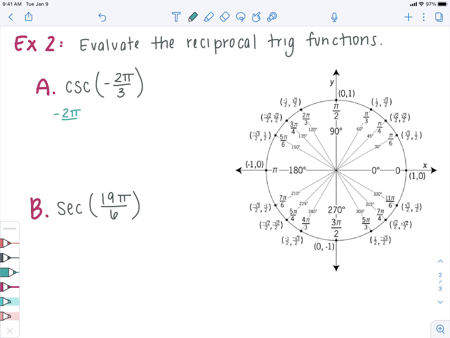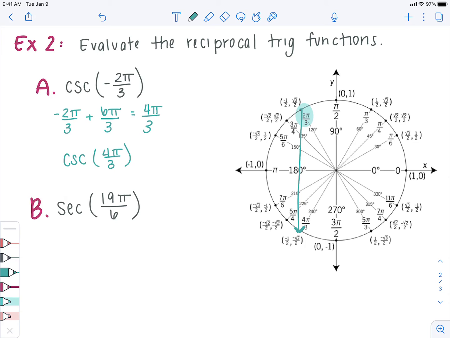Negative 2 pi over 3 is too small, so I'm going to have to add 2 pi, which is really 6 pi over 3. And I get negative 2 plus 6, 4 pi over 3. So I'm really evaluating the cosecant of 4 pi over 3. I could have also used my shortcut here, found 2 pi over 3, reflected across the x-axis to my other pi over 3, and gotten that it was 4 pi over 3. Now, once I figure out which angle I'm looking at, 4 pi over 3, then I need to evaluate the cosecant.